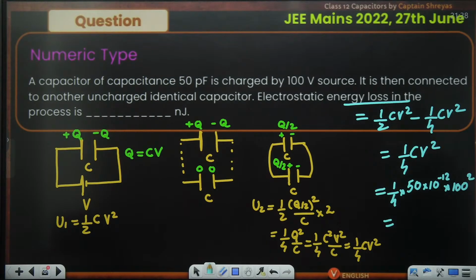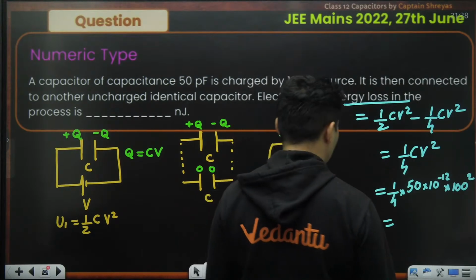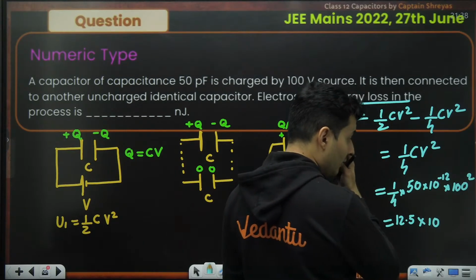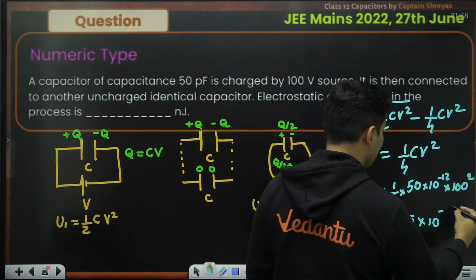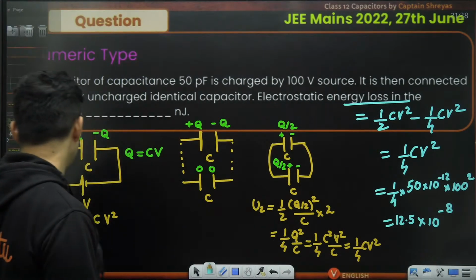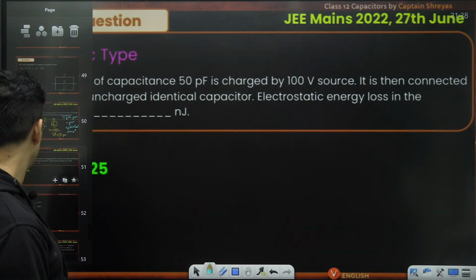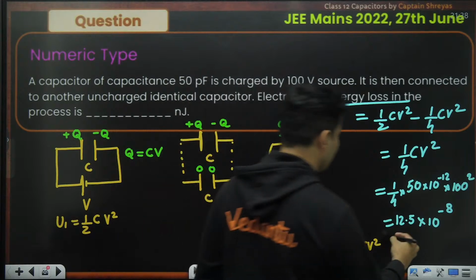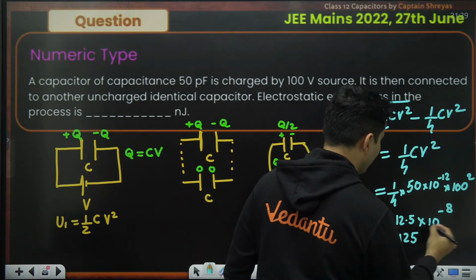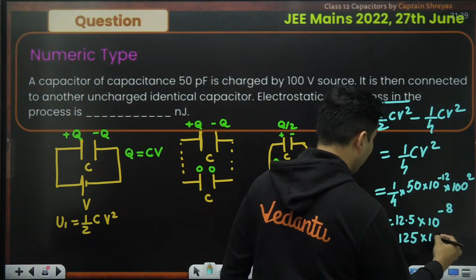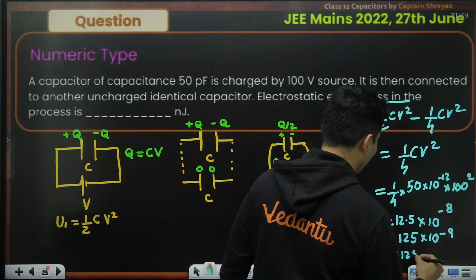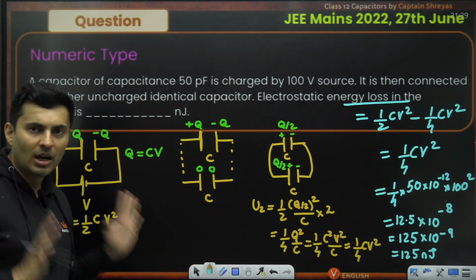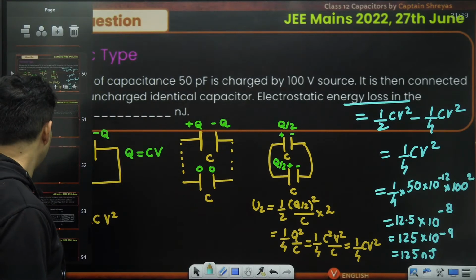So 50 by 4, 50 by 2 is 25, by 2 is 12.5. So 12.5 into 10 to the power, what is this? 4 minus 12 means 10 to the power minus 8. So 12.5 into 10 to the power minus 8. That is the answer. So I think they have asked in nanojoules over here. So they have put it as 125, but it is the same thing. You can see this will be 12.5 into 10 to the power minus 8, which is 125 into 10 to the power minus 9, which is 125 nanojoules. Is the same thing. Yeah. So we got the answer. Amazing question, isn't it, everyone?